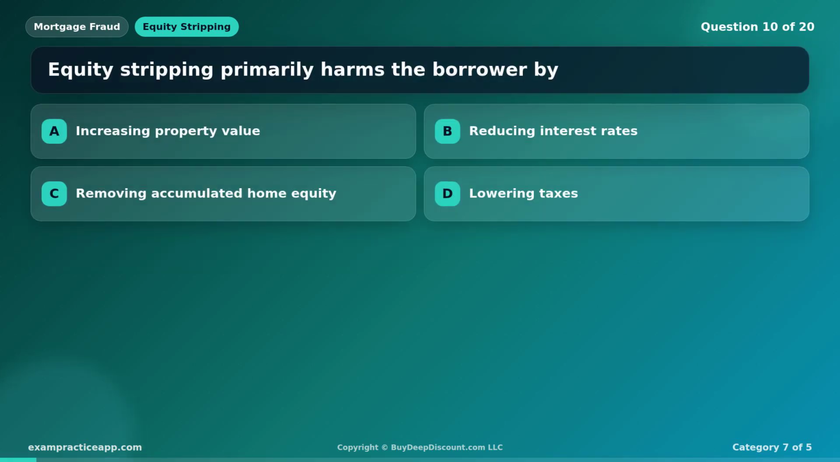Question 10. Equity stripping primarily harms the borrower by option A, increasing property value, option B, reducing interest rates, option C, removing accumulated home equity, option D, lowering taxes. Take a moment to choose your answer. The correct answer is option C, removing accumulated home equity. Explanation. The practice drains the homeowner's accumulated equity through fees and refinancing.